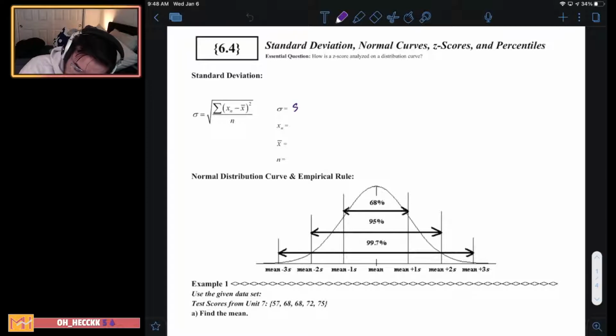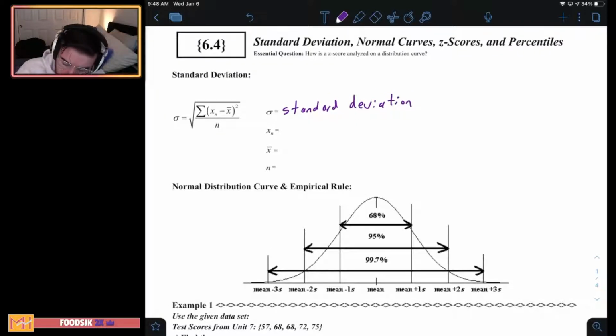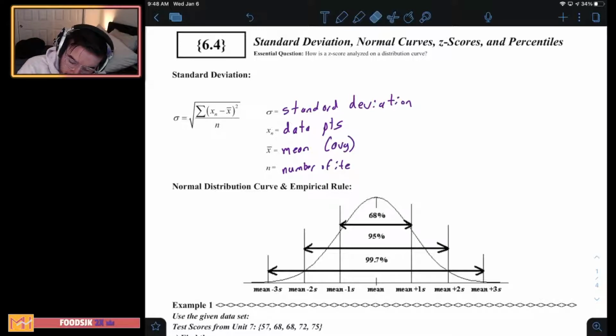Standard deviation is represented by this funky little symbol here. X sub n represents the data points, the x with a bar over top represents the mean or the average, and n represents the number of items, or the number of data points, I should say. Let's stick with the same terminology: number of data points.